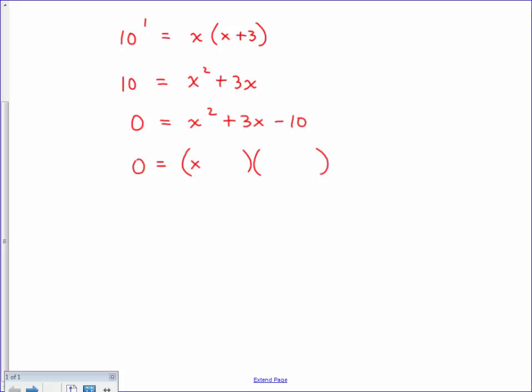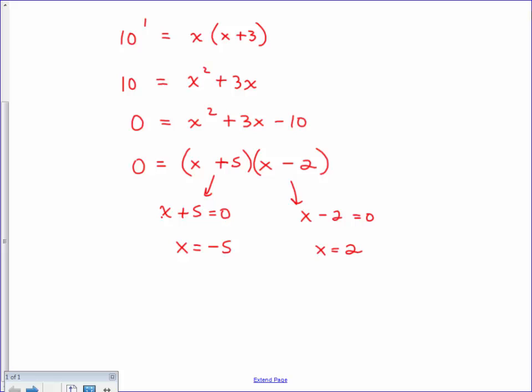So here we could do an x and an x, and then factors of negative 10 that add to positive 3 would be positive 5 and negative 2. To solve, set each of these equal to 0. So here x would equal negative 5, and here x would equal positive 2.